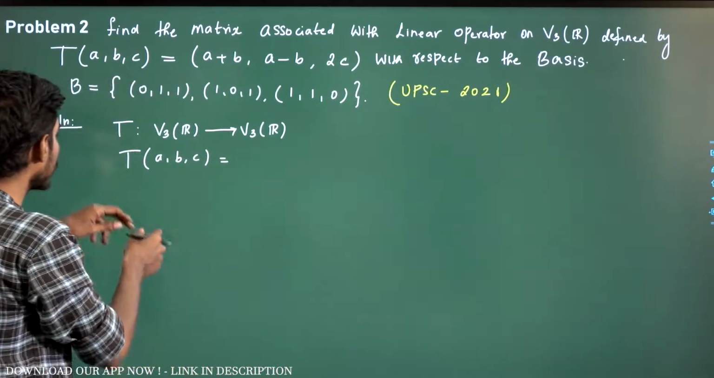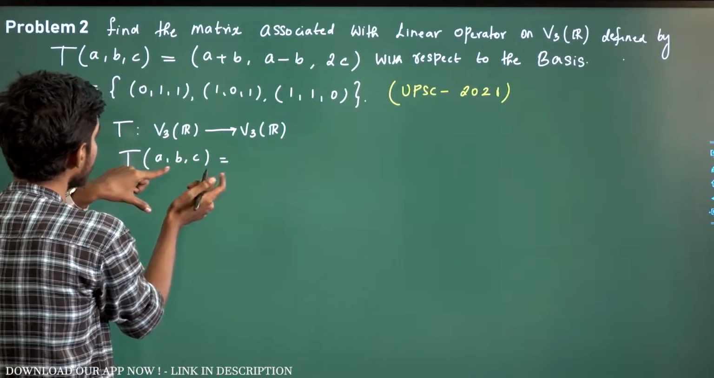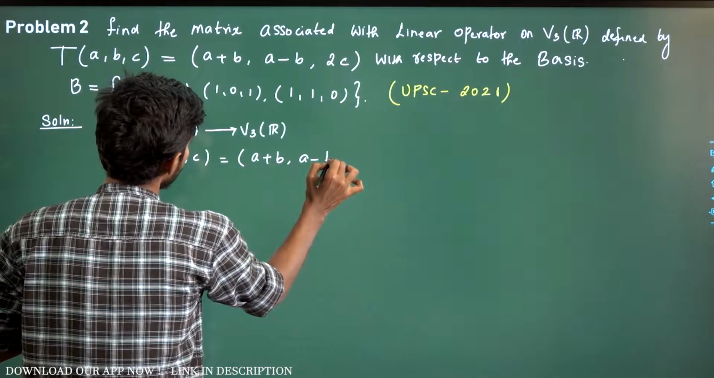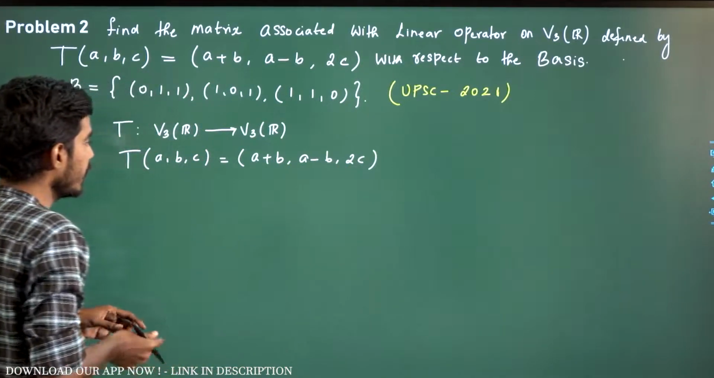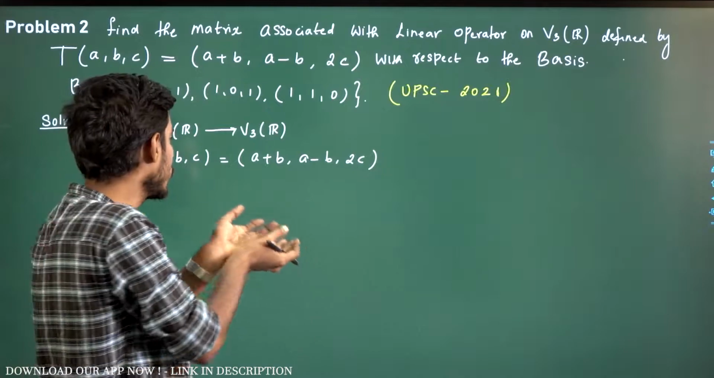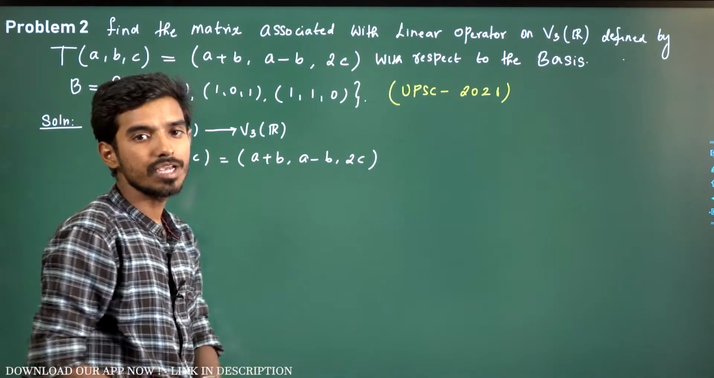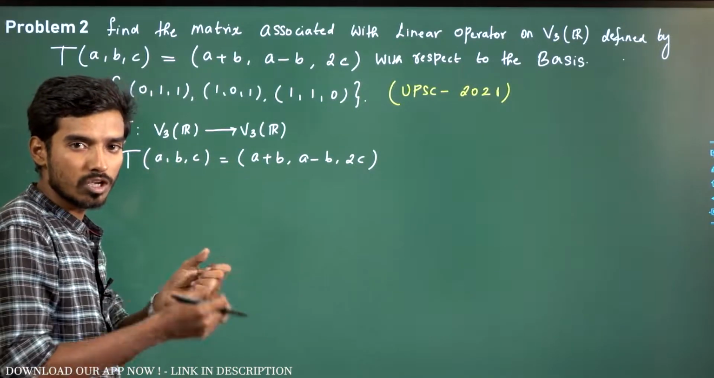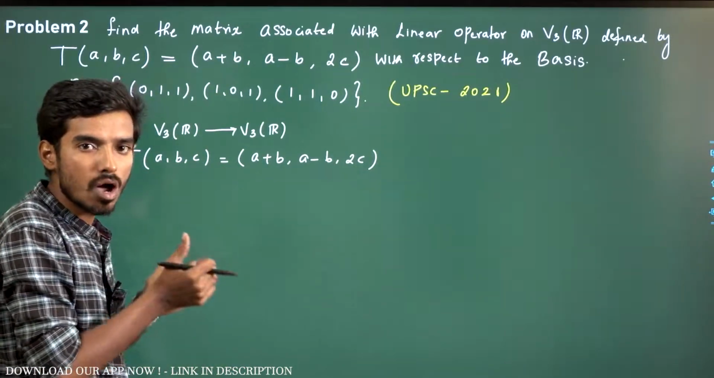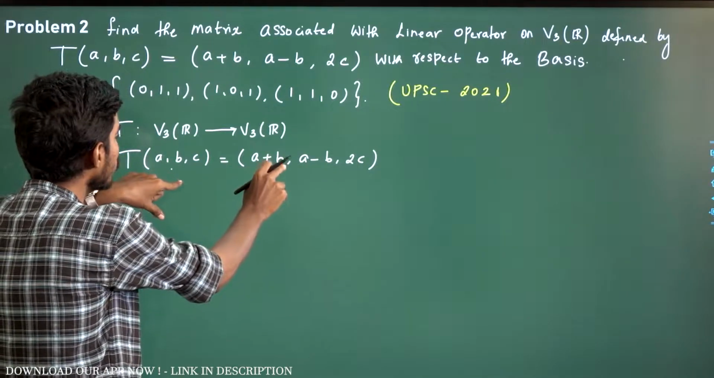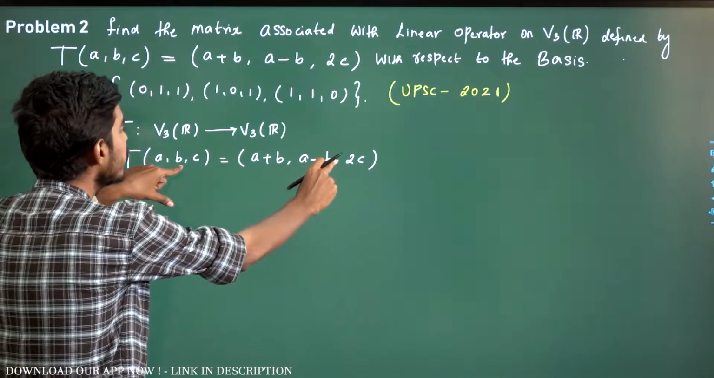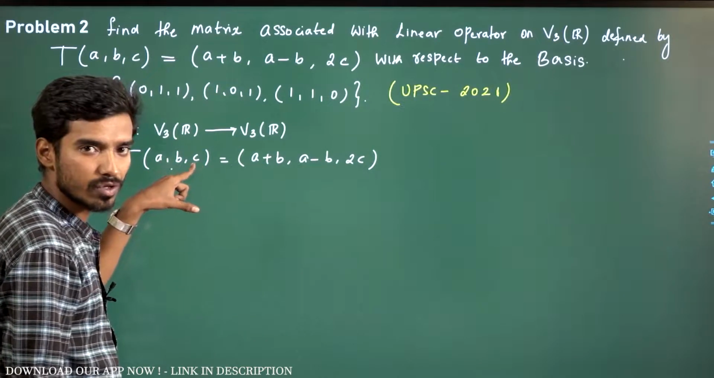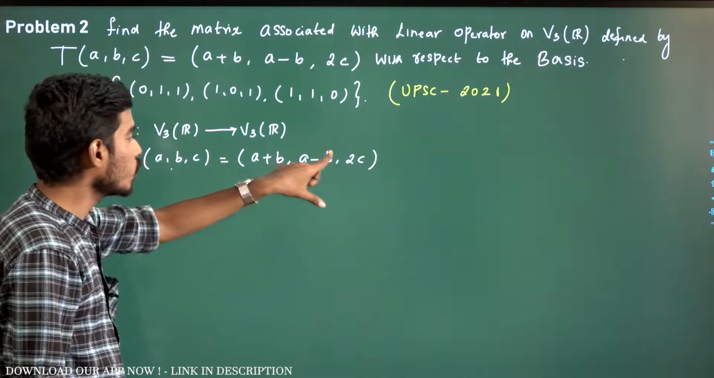Okay. So T of A, B, C is equal to A plus B, A minus B, 2C, right? If you give an element in R3, it will give the output as A plus B, A minus B, 2C, right? For example, T of 1, 0, 0. If you give an input 1, 0, 0, the output will be 1 plus 0, 1 minus 0 and 2 times 0, right? Because our A, B, C is 1, 0, 0. If you give an input 1, 0, 0, the output will be like this, right?